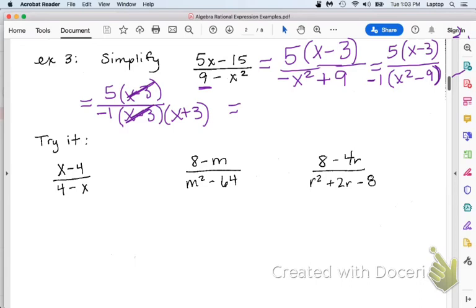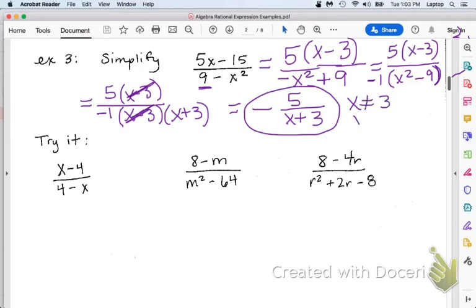And this negative 1 will make the whole thing negative. So 5 over x plus 3. And again, remember, x cannot be equal to 3, and x cannot be equal to negative 3. We cannot have a denominator equal to 0.